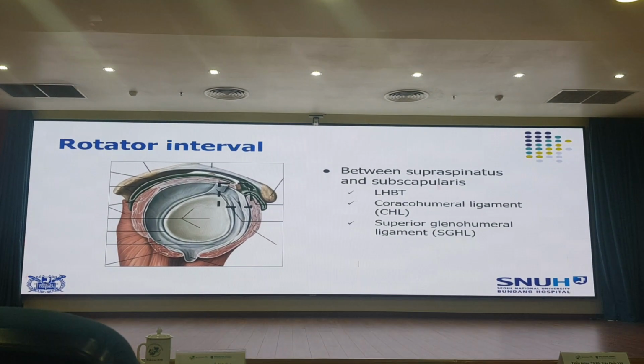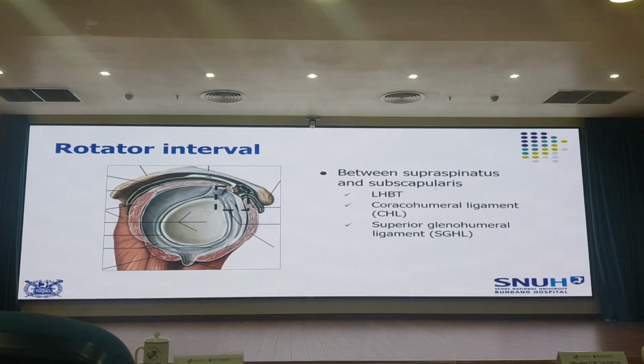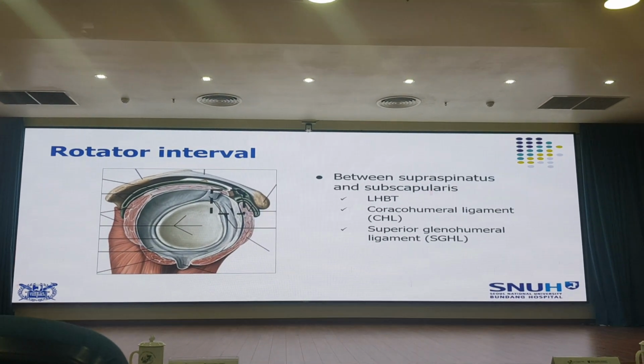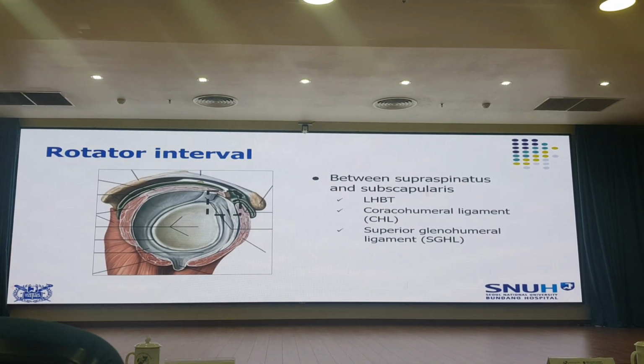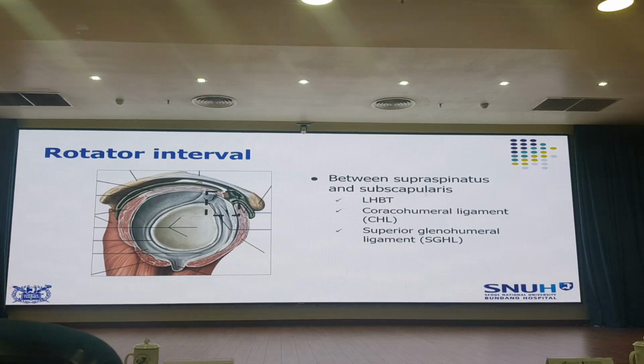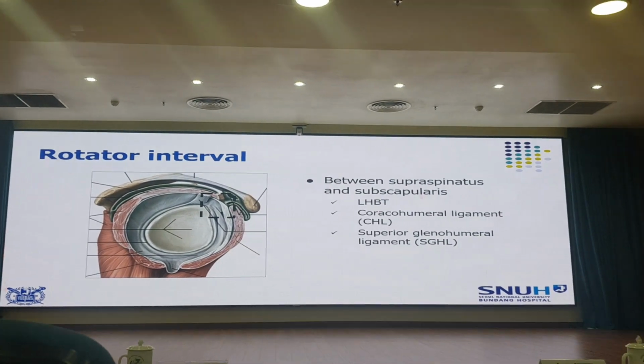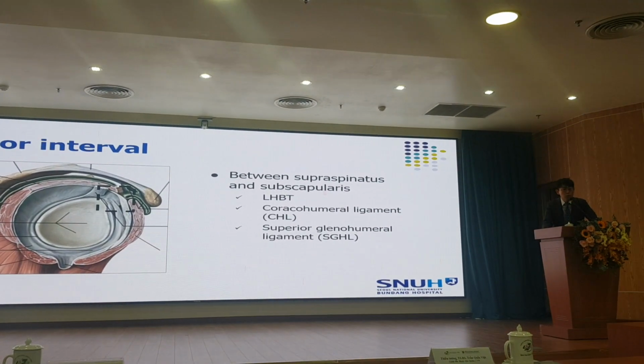Also, we have to check the rotator interval, where we need to check the biceps tendon. The rotator interval is anatomically defined as the space between the supraspinatus and subscapularis, and it contains the long head of the biceps tendon, the coracohumeral ligament and the superior glenohumeral ligament.